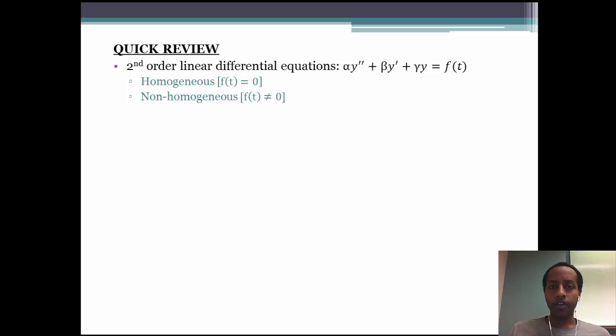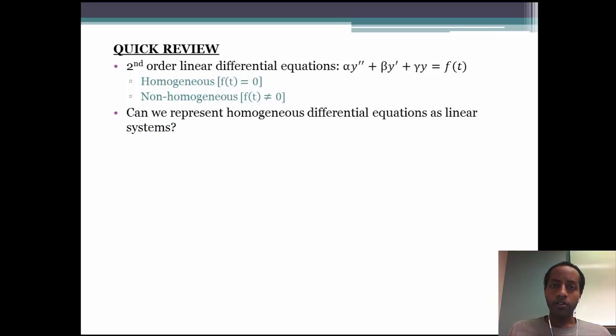One is a case where f of t is equal to 0, and there's the non-homogeneous case, where it could be a constant besides 0 or a function. We're going to be working with the homogeneous case because of what we'll be able to do with it later on. So what I want us to think of is, can we represent homogeneous differential equations as linear systems? Because if we're going to be attempting to solve for them, we first have to see if we can represent them this way.